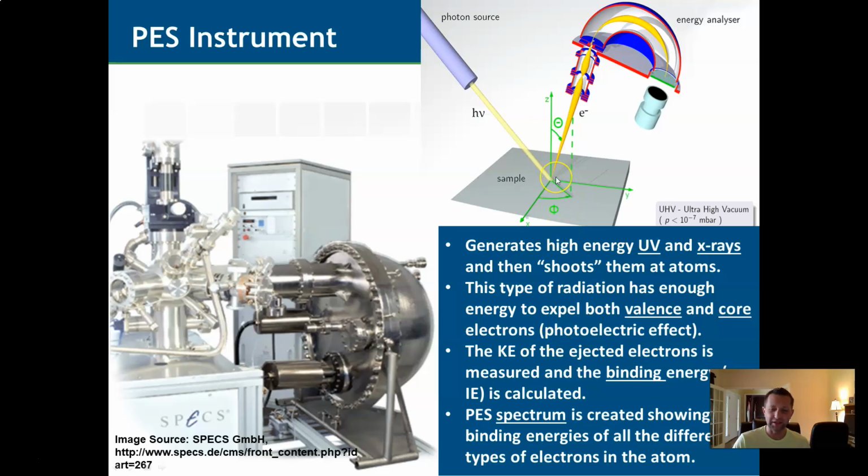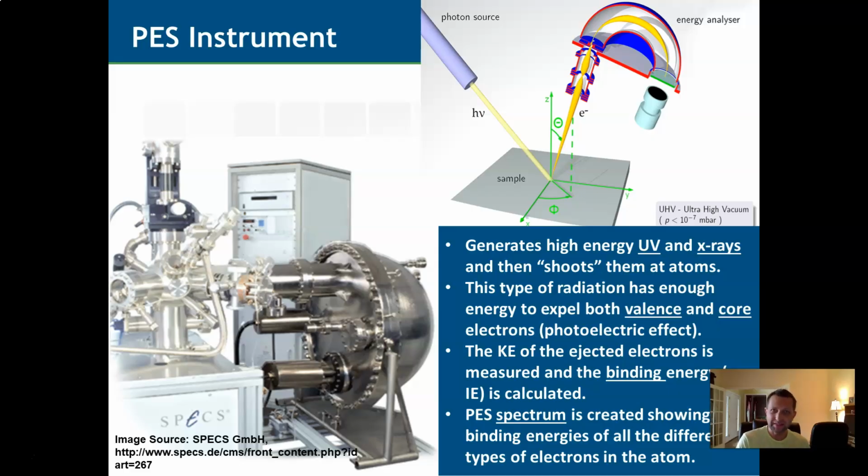The kinetic energy of the ejected electron is measured. So the electrons are ejected from the sample, and they go into the analyzer here, and how much energy they have is recorded. That's called the binding energy. What happens then is the PES instrument, this whole instrument here, gives you a reading, like a spectrum, and it shows you all the different binding energies of these electrons.